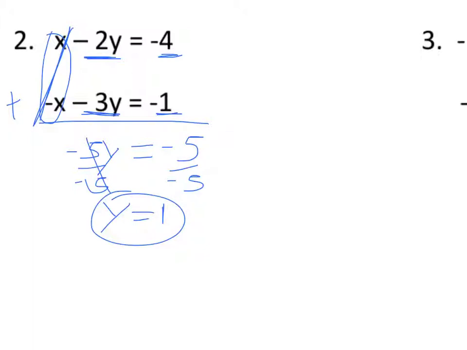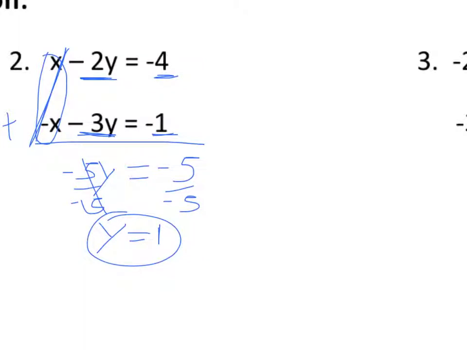And then, just like substitution, once you get the value of one variable, I could take this y equals 1, I could plug it in here or in the first one. Let's see here, I'm going to plug it in the first one again. Either one you could plug it in, but I'm going to plug that 1 in right there. So when I do that, I'm going to have x minus 2 times 1 equals -4. So this 2 times 1 is 2. So I'm going to have x minus 2 equals -4.